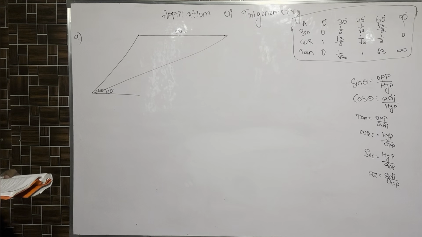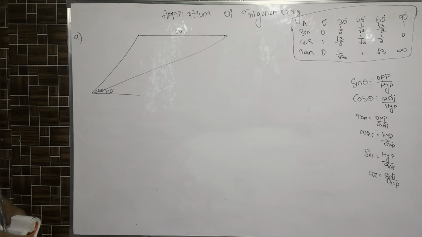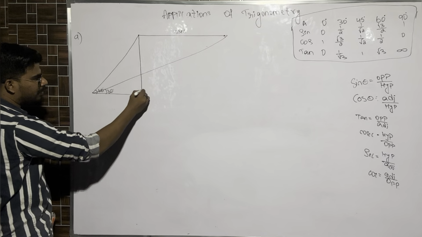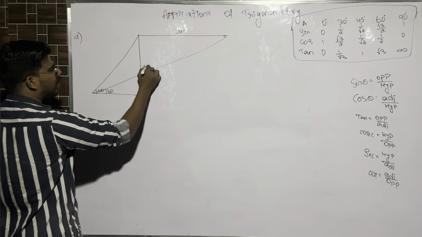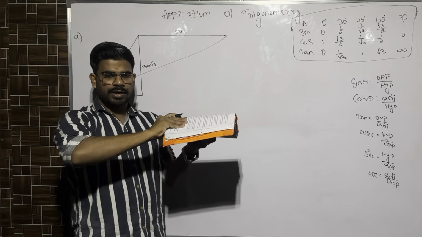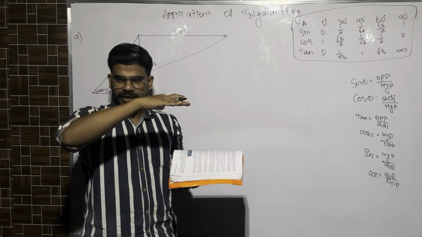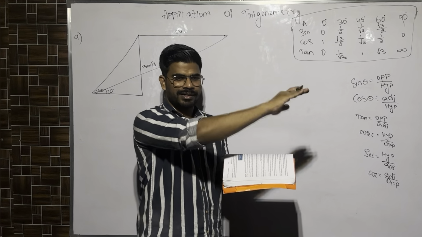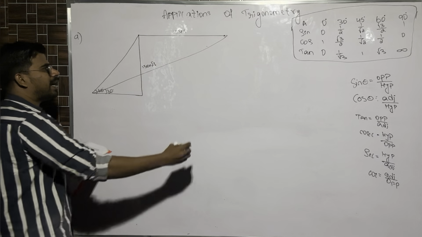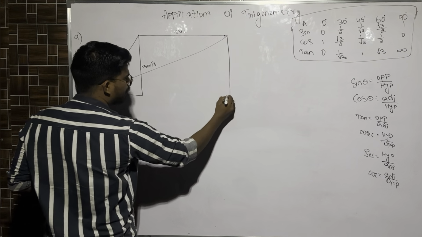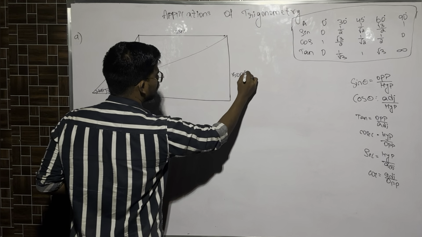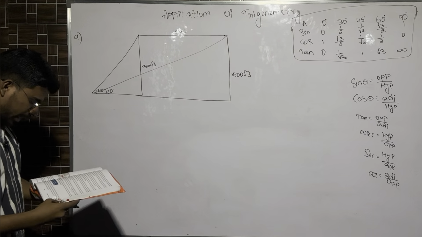the jet plane is flying at a constant height of 1500 root 3 from the ground. This height is 1500 root 3. Here this is the ground, and the jet plane is moving at a constant height. It is not going up and down. That means if it is 1500 root 3 at the first point, at the second point also this height is 1500 root 3. Heights are the same. Height is not changing.